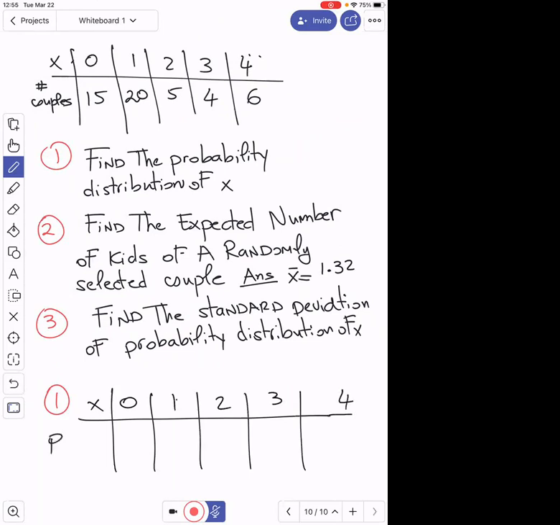And then there's a probability of X. Now, how do we compute the probability of X? It's just you take the number of couples and you divide by the size of the sample, right?